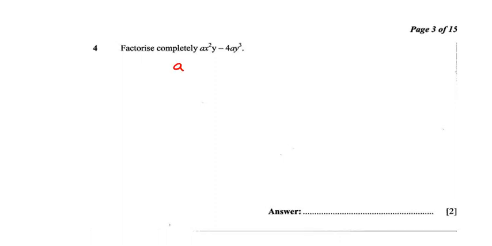Question 4 is saying factorize. Guys, factorizing is very simple. Here they have said factorize completely, which simply means that you must leave it where you cannot factorize it any further. So you are going to write your question first: a x squared y minus 4a y to the power 3. So the first thing, you have to look for what is common.